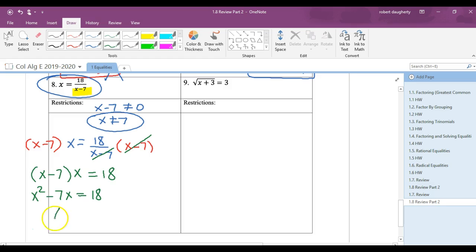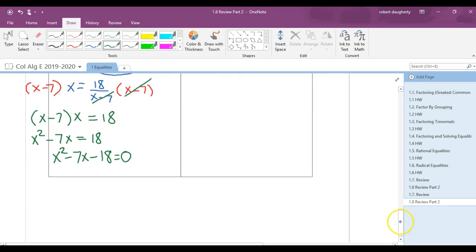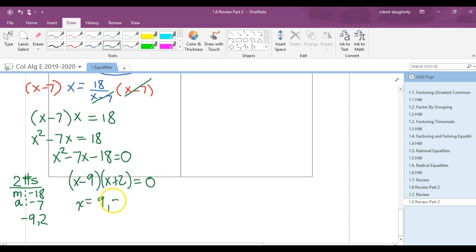This is a quadratic. We solve these problems when they are equal to 0. So set this equation equal to 0. And now I'm down to solving a quadratic by factoring. If this can solve, I'm looking for two numbers with the properties that they multiply to negative 18 and they add to negative 7. So those numbers would be negative 9 and positive 2. So the answer is x minus 9, x plus 2 equals 0, or x is equal to 9 or negative 2.